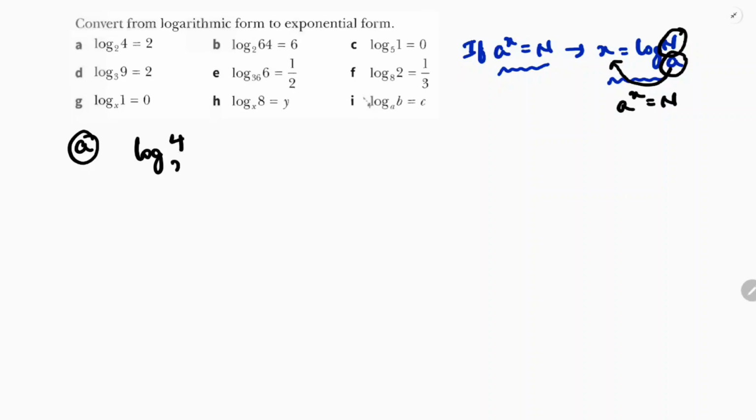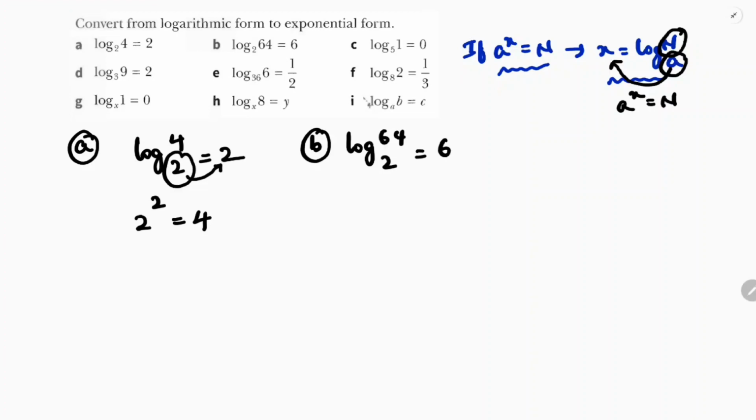log 4 to the base 2 is 2. So here base is 2, power 2 equals n. This is the answer. And now second question, log 64 to the base 2 equals 6. So a power x, here a is 2, x is 6, equals n. In place of n it is 64. So 2 power 6 equals 64.